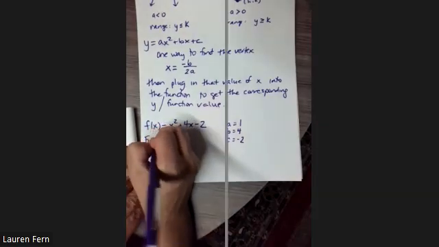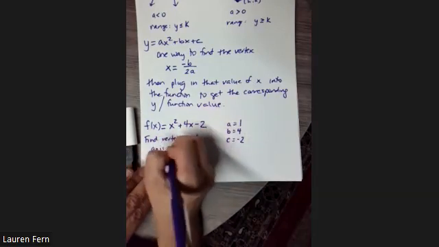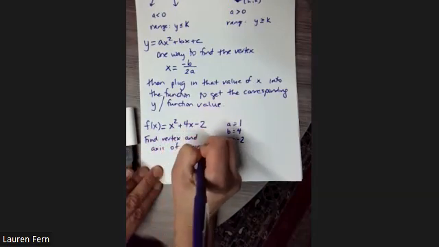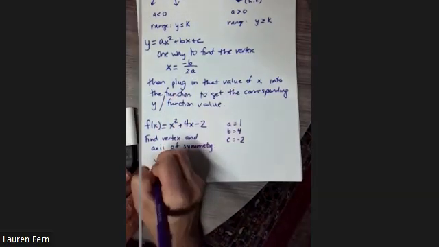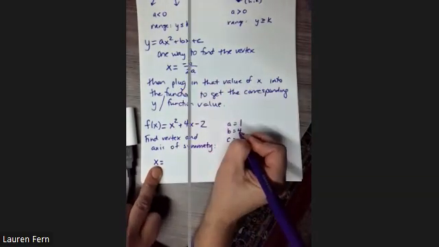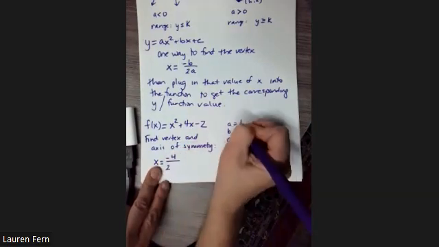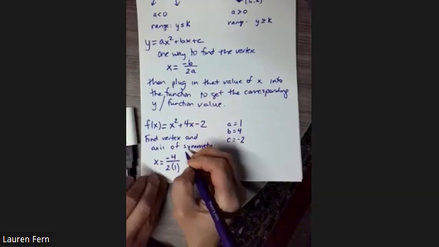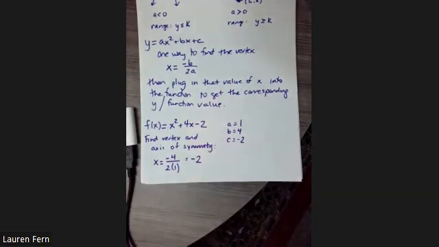If we wanted to find our vertex and axis of symmetry, using this above, I would say the x value for my vertex is negative b. If b is 4, then negative b is negative 4 over 2 times a. Well, this gives me negative 4 over 2, which is negative 2. That's the x value for my vertex.